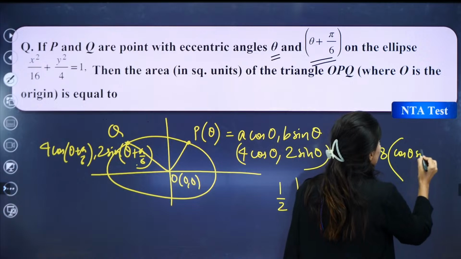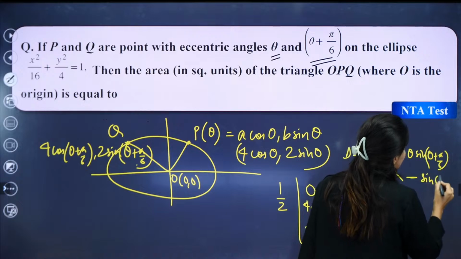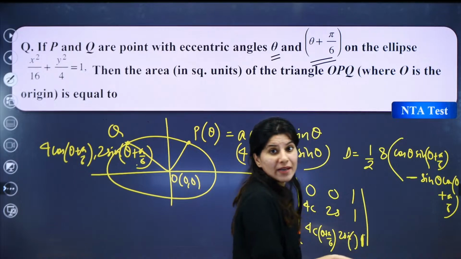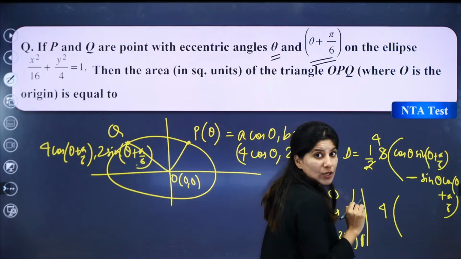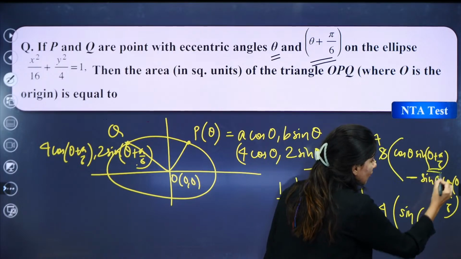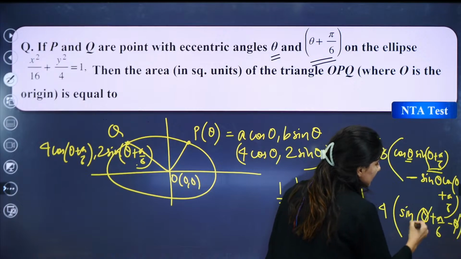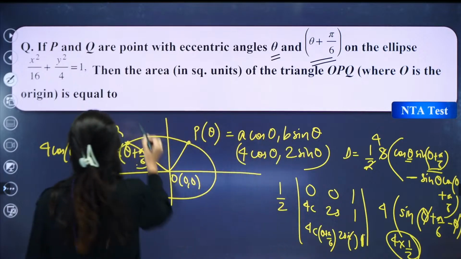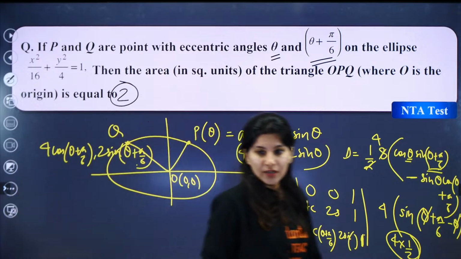So this is cos theta sin theta plus pi by 6, minus you are having sin theta cos theta plus pi by 6. So can you see sin A cos B minus cos A sin B? So this is going to be 4 times. Sin A cos B minus cos A sin B. Minus is there. So sin A minus B. So sin, this is your A, theta plus pi by 6. This is your B, theta. So can you see sin pi by 6, sin 30 degree is 1 by 2. 4 by 2 is 2. So 2 is absolutely right. Right?